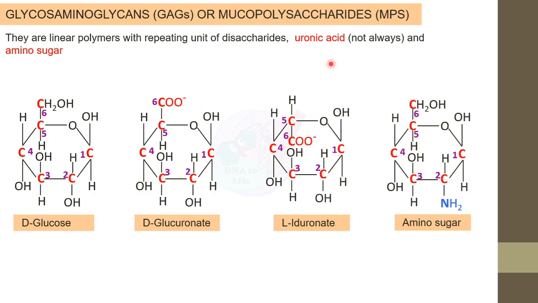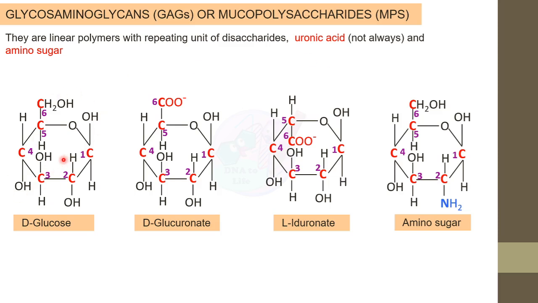So what are these repeating disaccharide units? First sugar will be uronic acid. Not always, but in most of the cases, uronic acid will be there, and second will be amino sugar. So let's first talk about what is uronic acid and what is amino sugar.